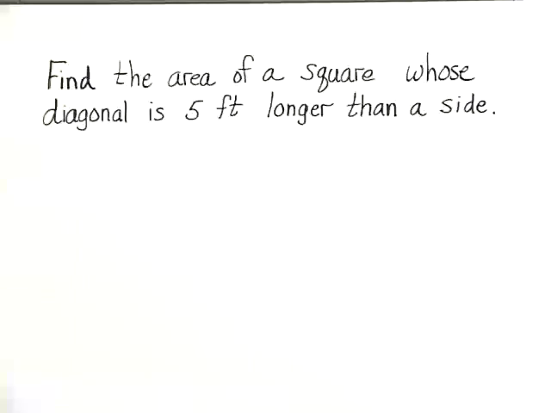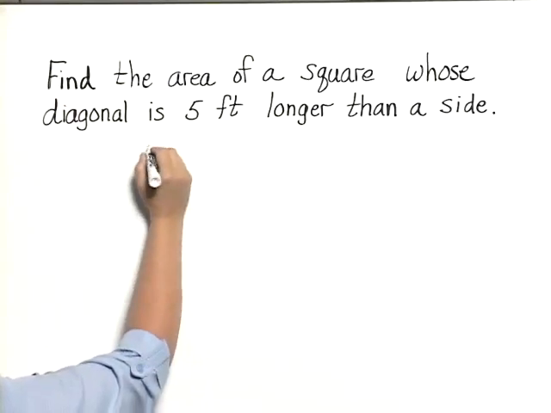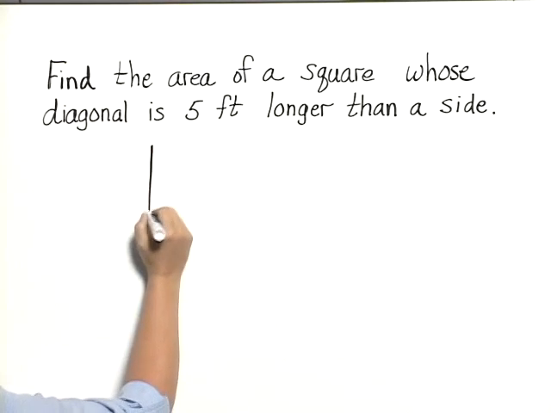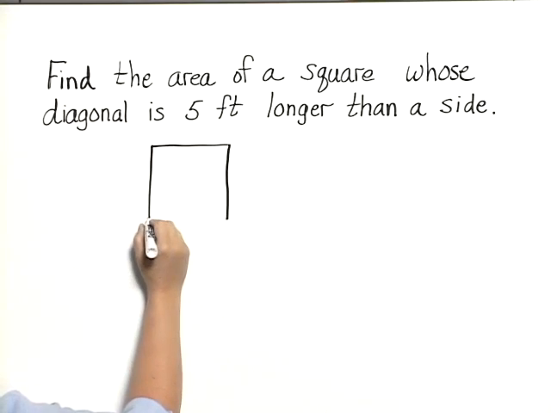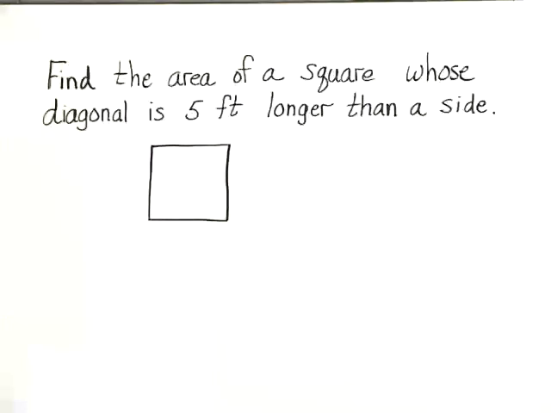Find the area of a square whose diagonal is 5 feet longer than a side. Whenever we have a problem that deals with a geometric figure, such as a square in this case, a very good first step is just to sketch that figure. And then we don't know really any lengths at all, so let's just call one of the sides S.